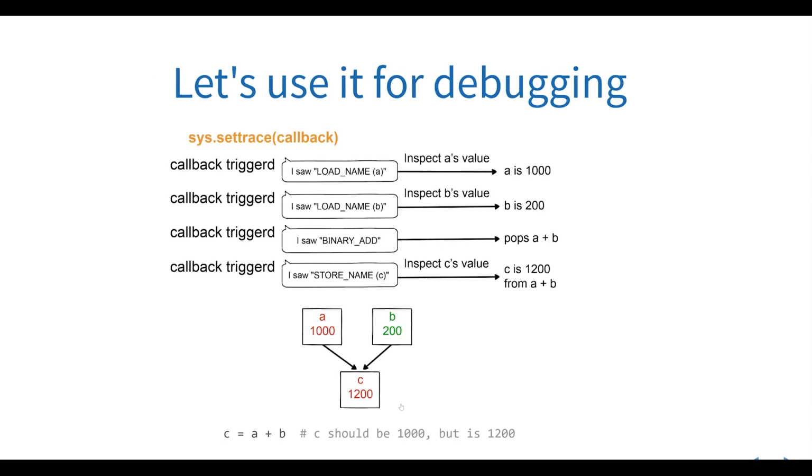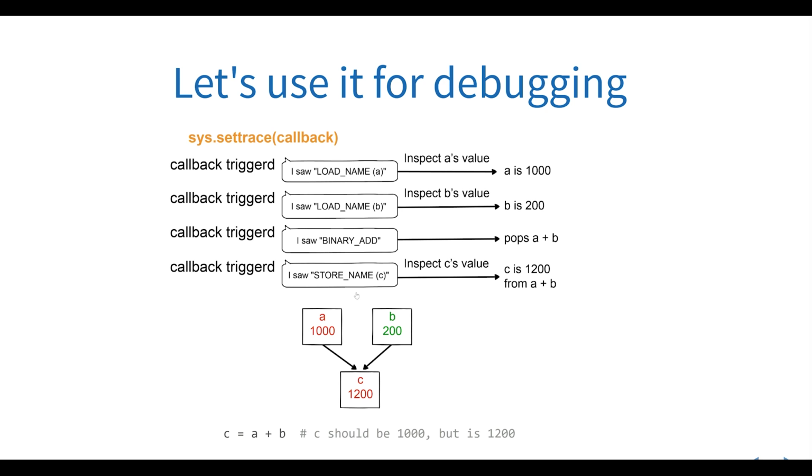So now we know this information, but we still didn't answer the question of how to use it for debugging. So I'll explain how that works. We said that the callback can see these 4 bytecodes, and it does something more. For example, when it sees the bytecode of load name A, it can inspect A's value. For example, let's say its value is 1000. It does the same with B, and then it sees the binary add bytecode. Since we know that binary add pops the 2 values on the stack, adds them together and puts the sum back, we can record this information. It will be useful next.